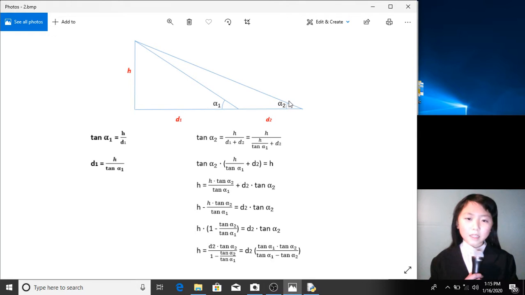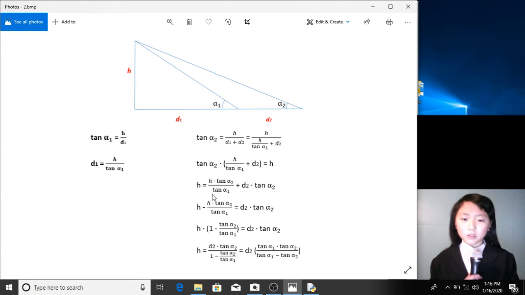The same rule applies for this angle. Tangent alpha2 equals h over d1 plus d2. And since we already got d1 over here, we can substitute what we have found, so we get height over this plus this. Each side I will times the denominator of this fraction, so we get tangent alpha2 times the denominator of that fraction equals h. Since we want to find h, I will flip this equation.